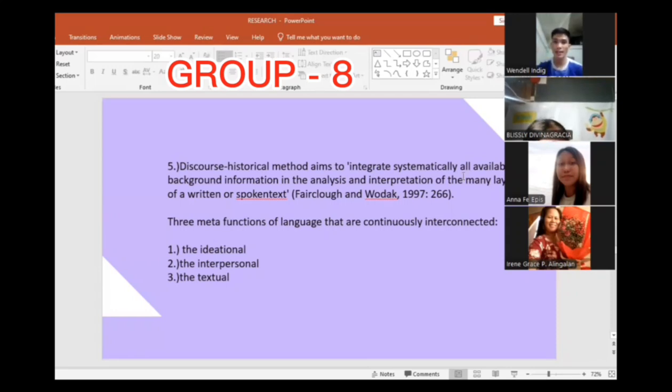Okay, I have a question. What are the three meta functions of language that are continuously interconnected? The ideational, the interpersonal, the textual.